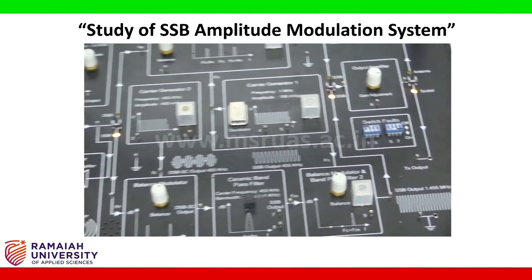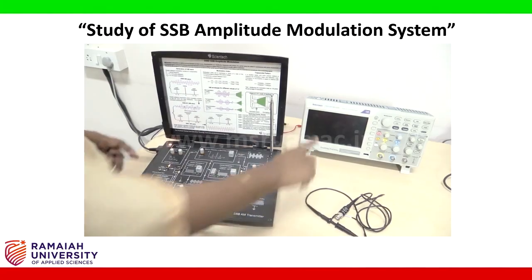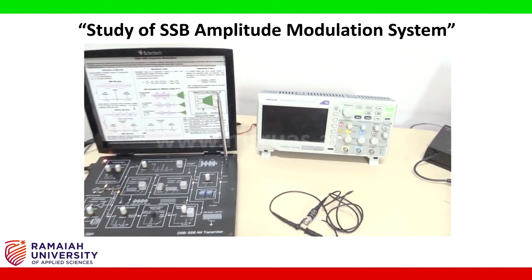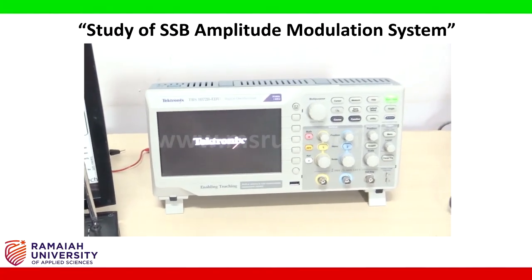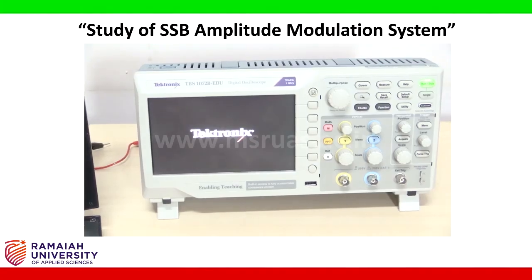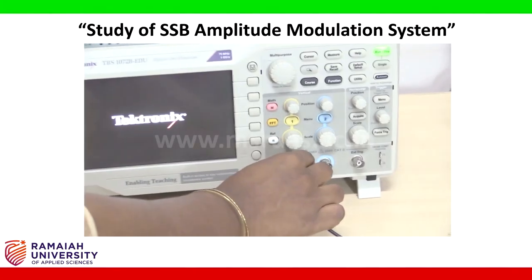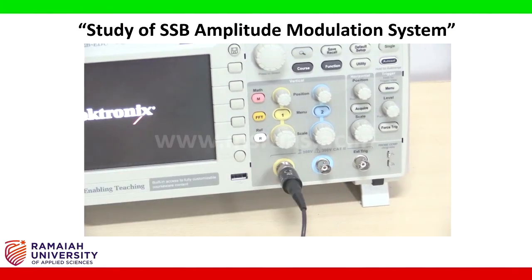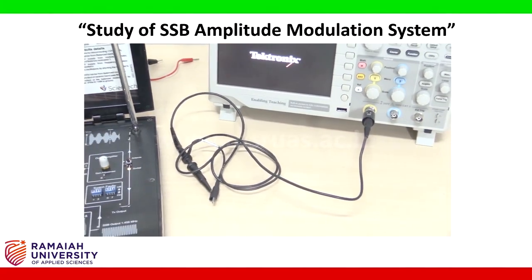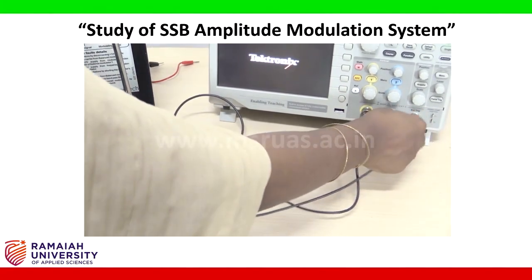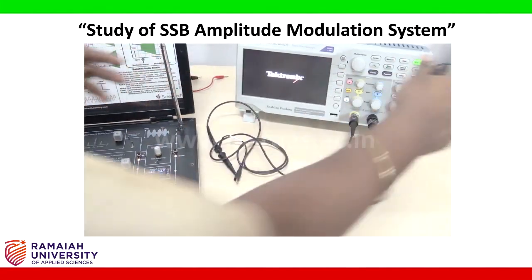Now we will connect CRO probes and check message and output in the CRO. First switch on the CRO. Meanwhile, take one connecting probe, CRO probe, connect it to channel 1. We will use this for message checking. Take another CRO probe, connect it to channel 2. We will use this for carrier as well as output checking.